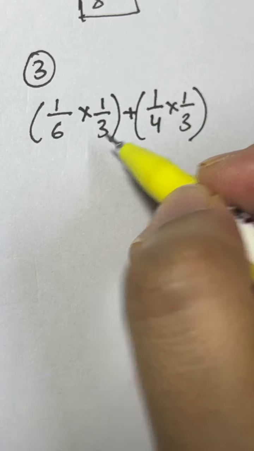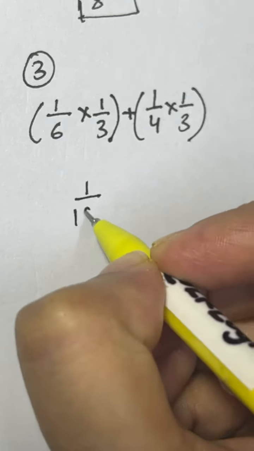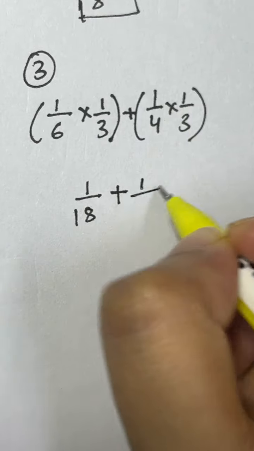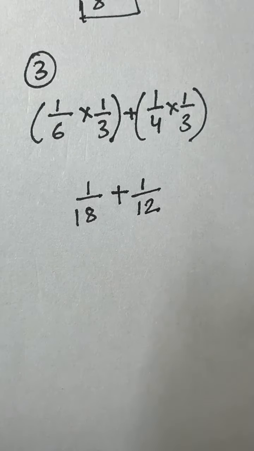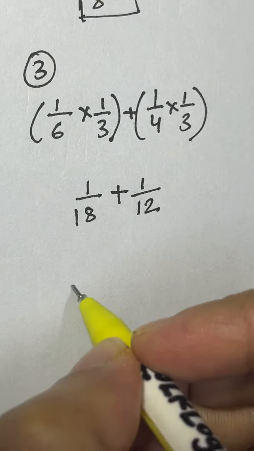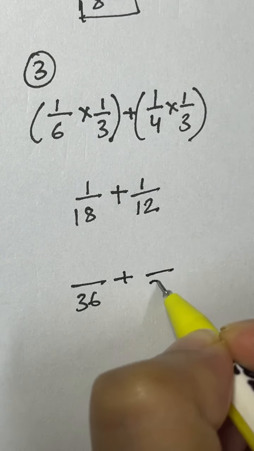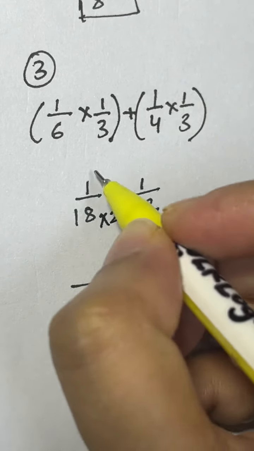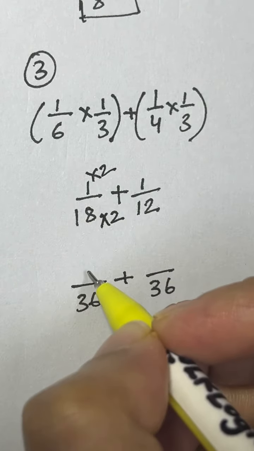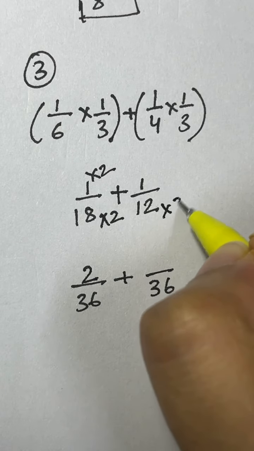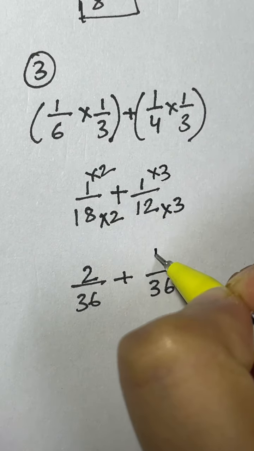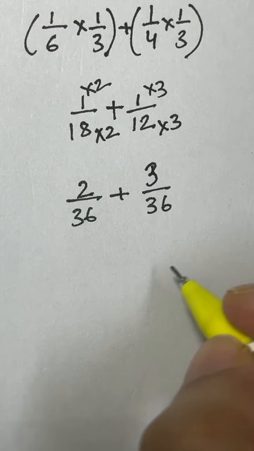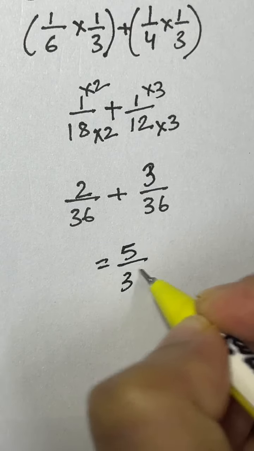1/6 times 1/3. So it's 1 over 18. Just multiply the numerators and denominators. Now here 1 times 1, 1. 4 times 3, 12. Now what's the LCM for 18 and 12? It's 36. So just write down 36 and 36. 18 times what gives you 36? 18 times 2. So let's multiply times 2 in numerator. 2. 12 times 3. So 1 times 3. So you have 3. Now 2 plus 3 is just 5. 5/36 is your answer.